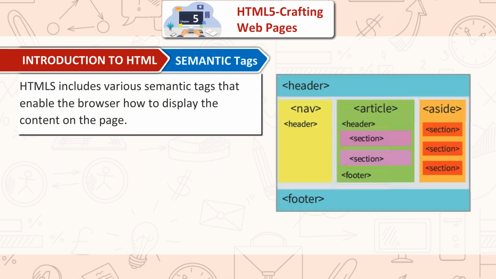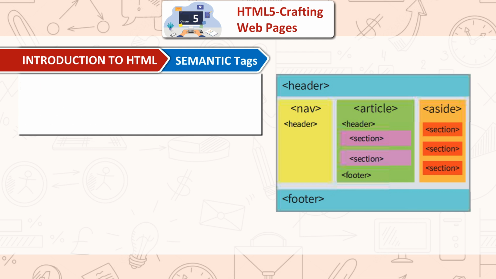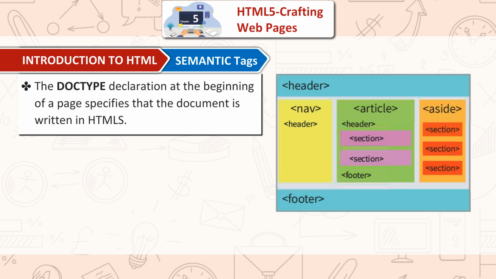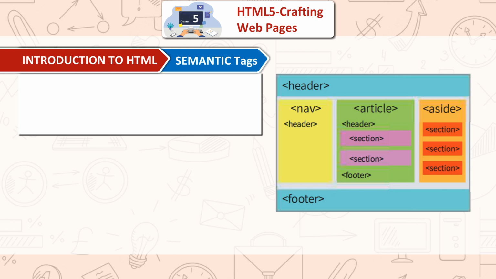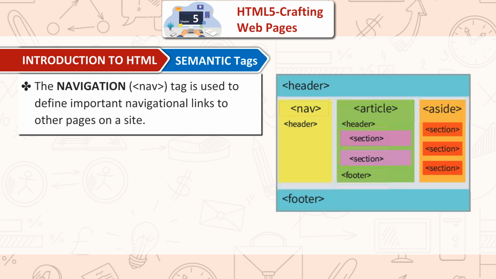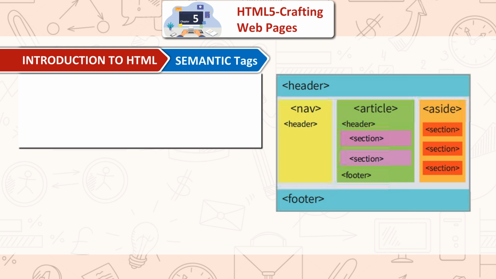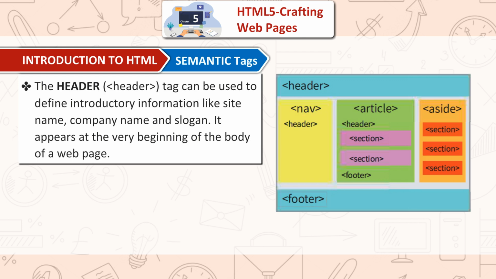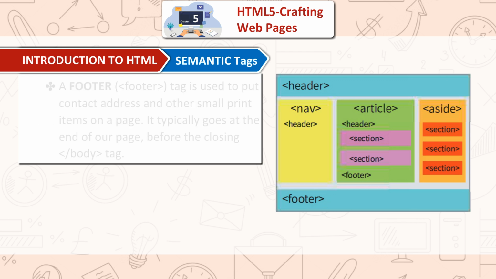Semantic tags. HTML5 includes various semantic tags that tell the browser how to display the content on the page. The doctype declaration at the beginning of a page specifies that the document is written in HTML5. The navigation nav tag is used to define important navigational links to other pages on a site. The header tag can be used to define introductory information like site name, company name, and slogan. It appears at the very beginning of the body of a web page.